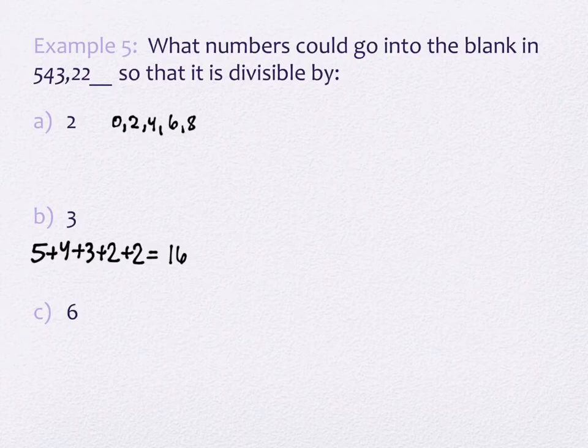What's the smallest thing I could add and get something divisible by 3? 1. Oh, wait, 2. Sorry. It's okay. 2. Yeah, 2 will work. So if I put the number 2 in there, I'd have 16 plus 2, which is 18.